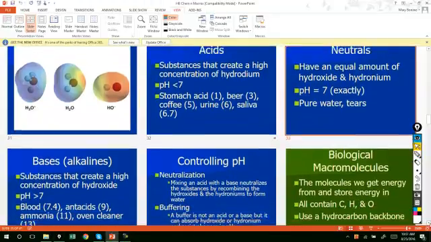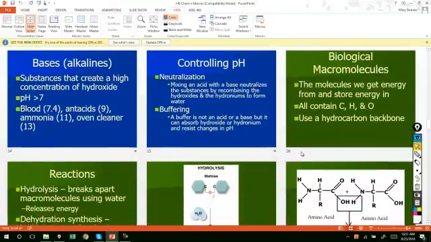And then the alkalines or bases are much rarer in living things. They're around us in our environment, but they're not typically things that mix well with living things. So these ones have a low concentration of hydronium, a high concentration of hydroxide. And so they have pHs of greater than 7. Blood is actually an alkali. Antacids like your Tums or your Rolaids are going to be bases. Ammonia, which is a common cleaner. And then oven cleaner, which you may actually know as lye in the old-fashioned ones.